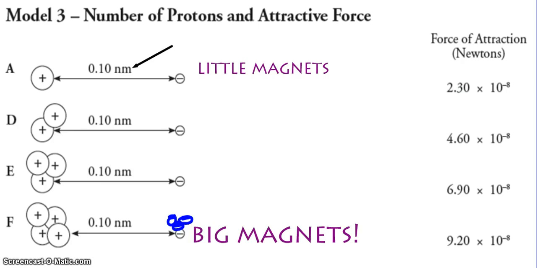So if I have 2 very large magnets modeled in situation F, the chance that they would attract to each other at a certain distance is much higher than if I would compare that to little magnets. So as the amount of charge increases, so does the force of attraction.